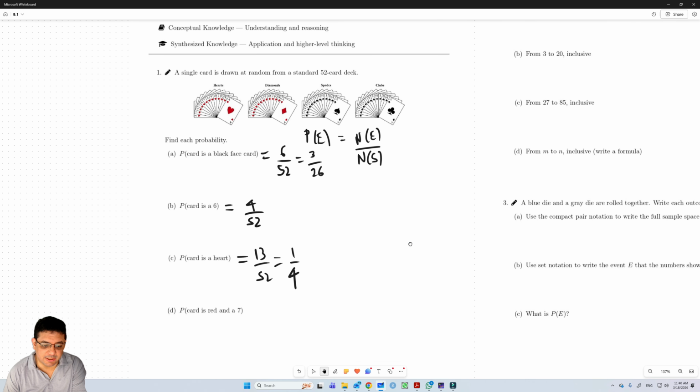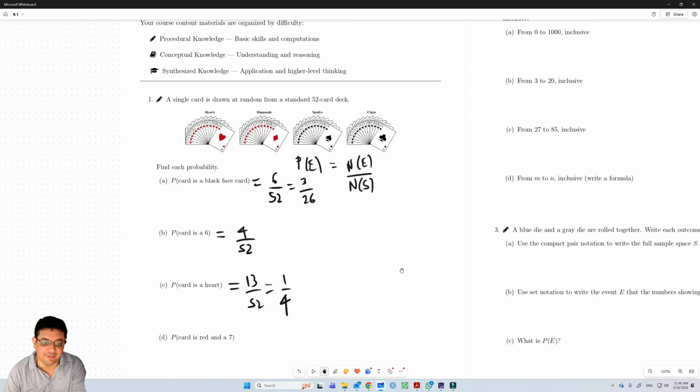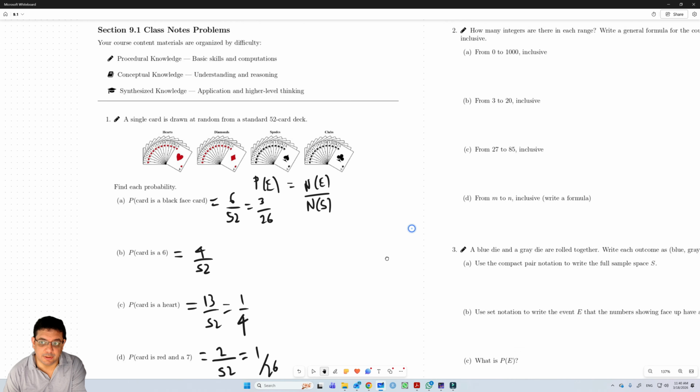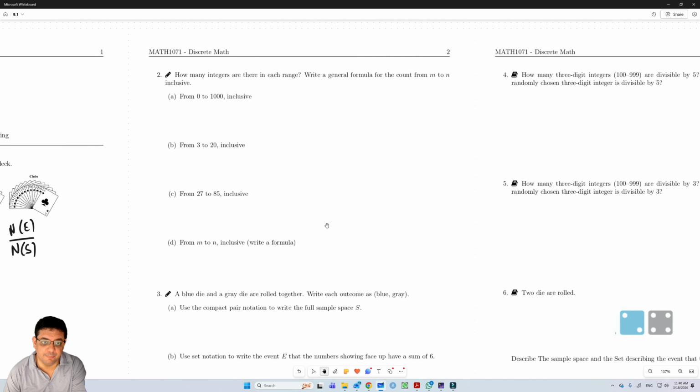The probability that the card is a red 7. Notice that there are 2 red 7s, right? So there are 2 red 7s out of 52, which is 1/26. Okay, so that's the end of the first question. Now let's go to question number 2.